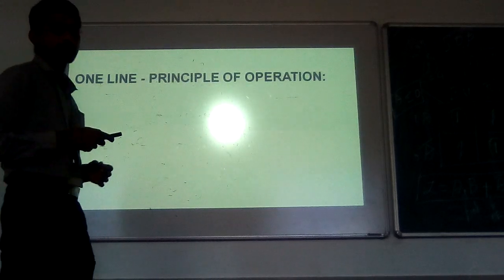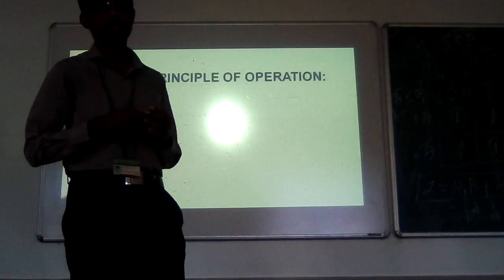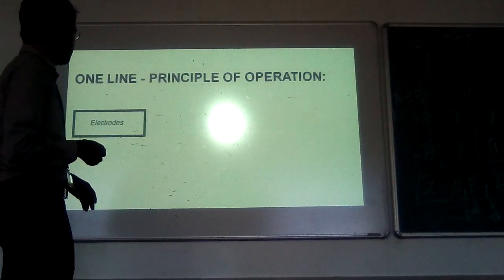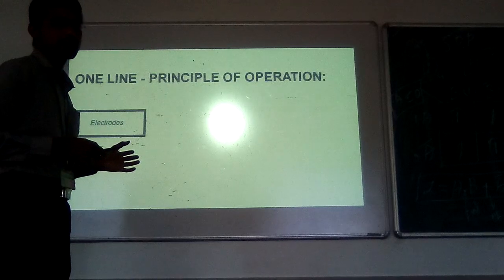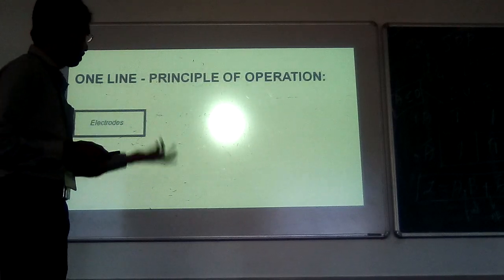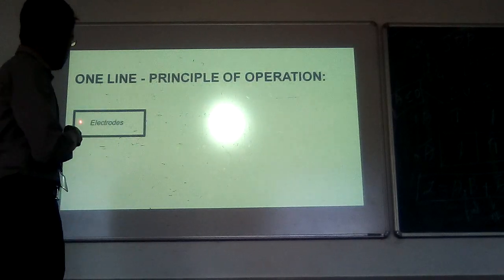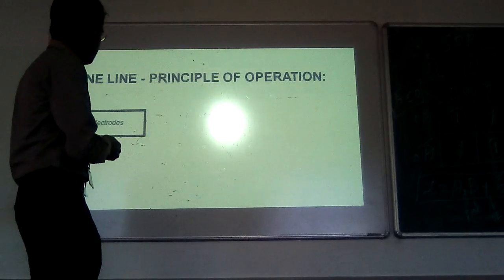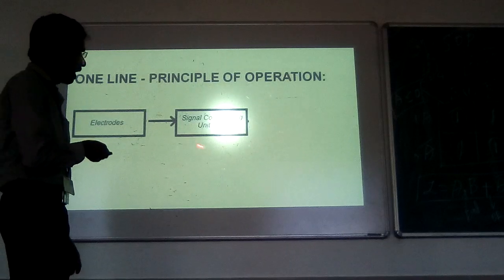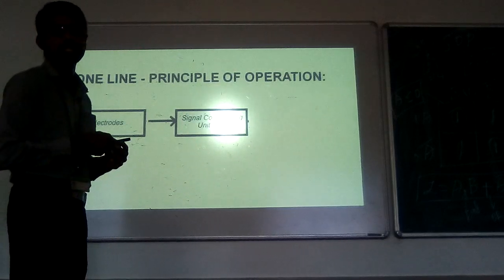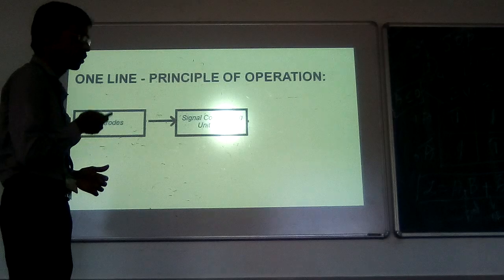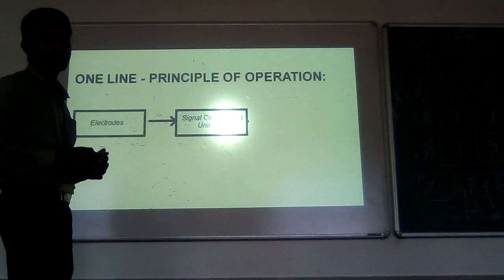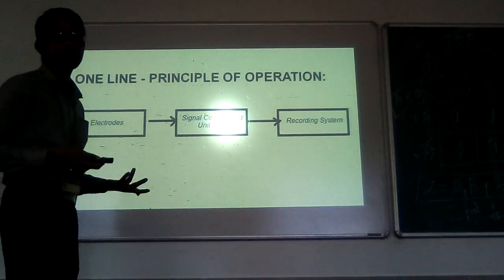The bottom line principle of this electromyogram, or any biomedical recorder, is simple. We have already seen there is ionic current inside the body. We need to pick it and convert it into electronic current, so we need electrodes connected to the body. From there it goes to amplifiers. For example, in EEG we also had filters: notch filter, low pass filter, high pass filter. Together we call it the signal conditioning unit. When the signal is conditioned, we give it to the recording system.